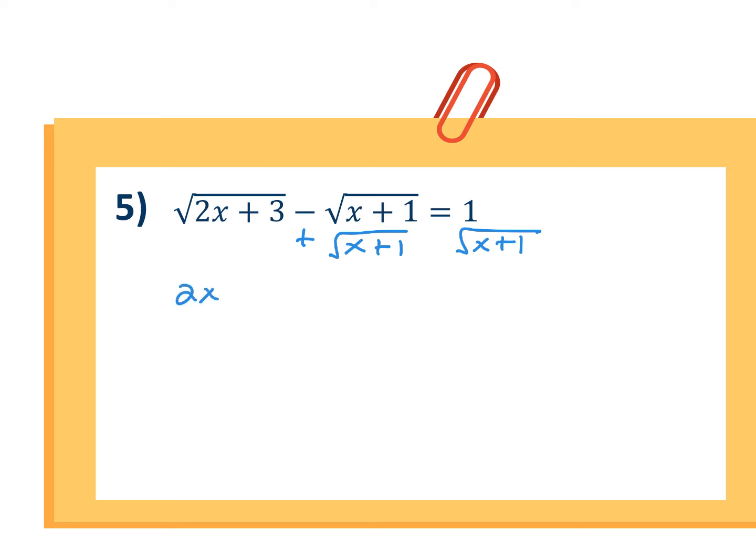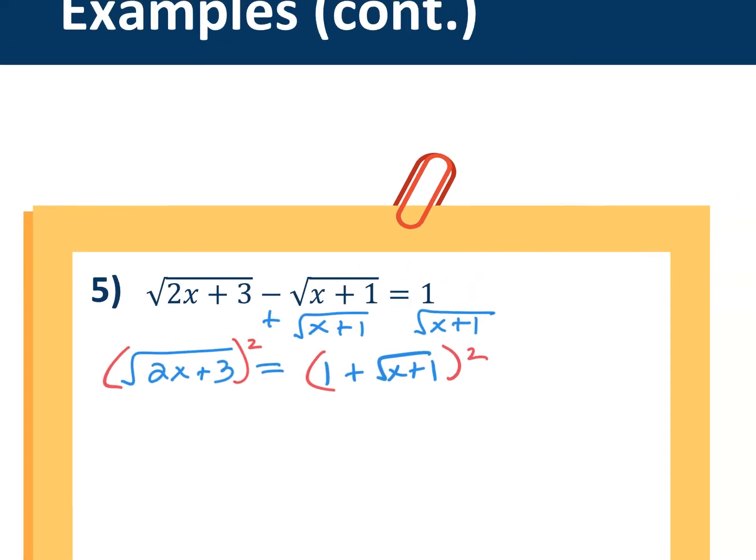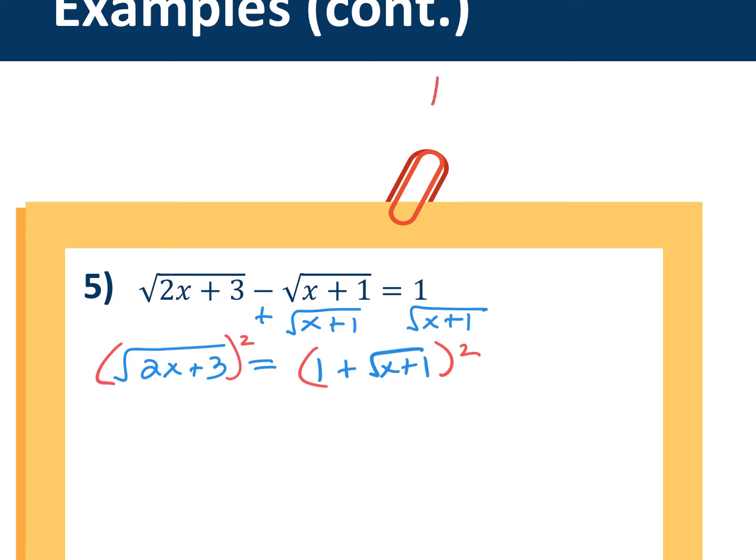So now I'm left with 2x plus 3 is equal to x, let's see, let's just do it as 1. Doesn't matter the order. All right, so now I've isolated one of them. So I'm going to square both sides. Process is still the same. And again, this right side, I got to FOIL this crazy thing. So let me write it up at the top just to show you how I'm going to do this right side. So it's 1 plus the square root of x plus 1 times the same thing again.